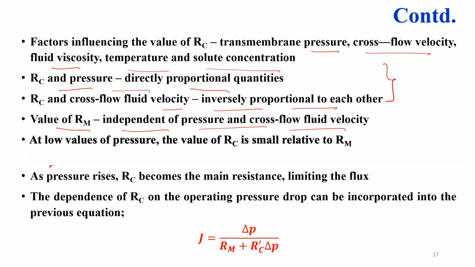At low value of pressure, Rc can be much smaller than the Rm, but as the pressure rises, Rc becomes the main resistance and limits the flux. So, typically out of these two, we say this Rc is mostly dependent on the delta P. So, we say Rc is proportional to delta P, or you can write Rc dash delta P. Now, we can write J as delta P upon Rm plus Rc dash delta P.